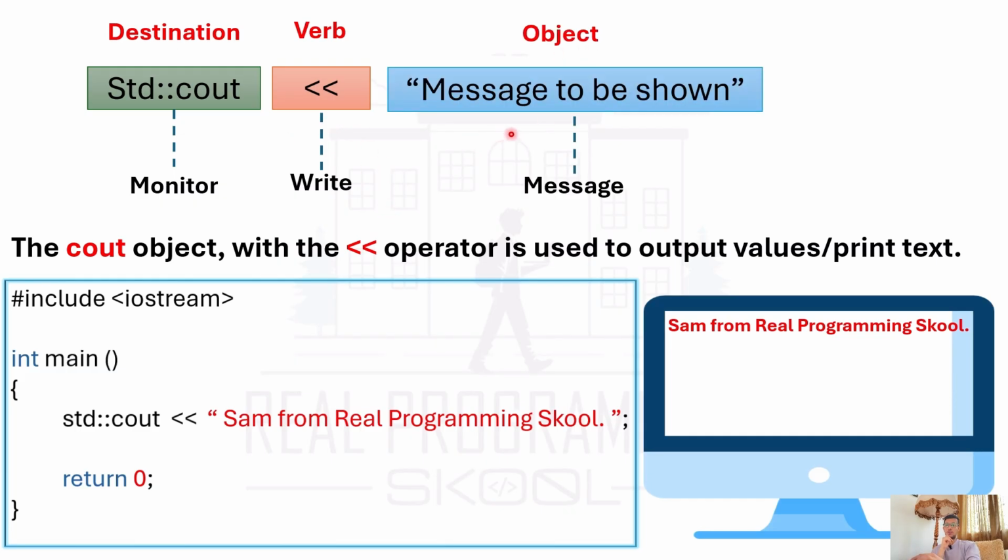And after that, you have the object, the message to be shown, which is between the double quotation marks. Anything between the double quotation marks, the compiler will execute for us, like here Sam from reprogramming Skool. So after the insertion operator, less than, we have the object, which is the message that it will be showing. And after that, we have the terminator. Terminator is the semicolon. It's the end.